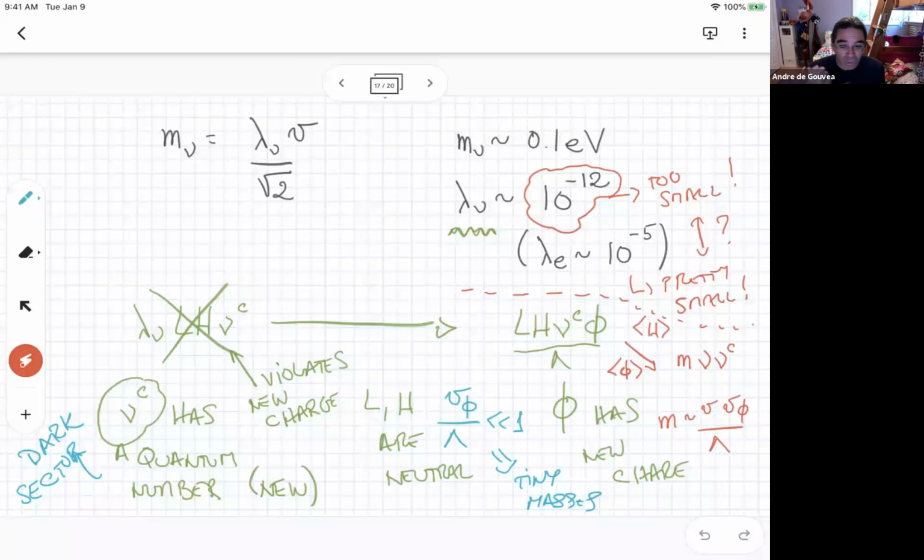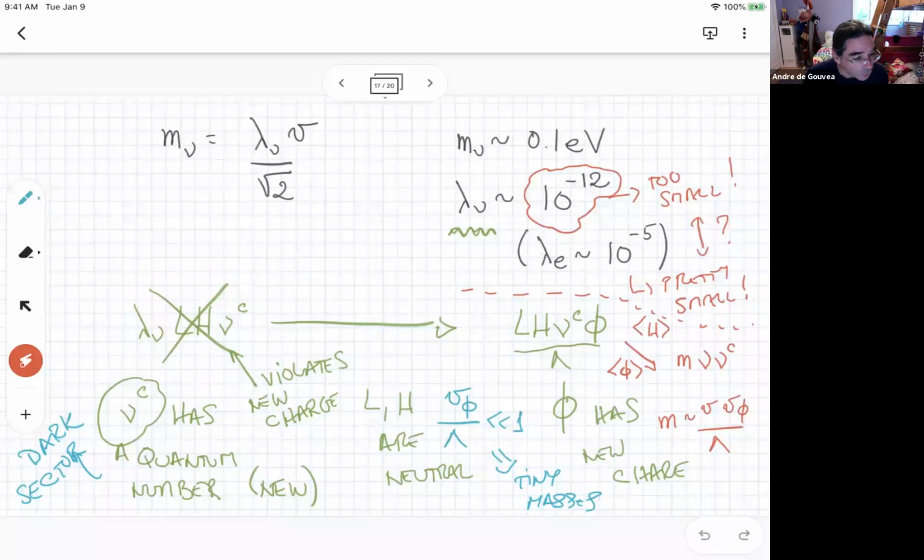I mean, there are all kinds of ways that you can invent new charges and new symmetries and new particles charged under that. But because our job was to explain why there's no renormalizable neutrino Yukawa coupling, and the hope is that we still want to make sure that all of the other Yukawa couplings are renormalizable, then the easiest way to do that is to charge the nu C, but to make sure that the LH is not charged. So that's the point.